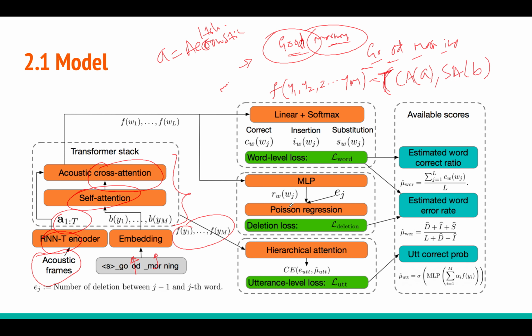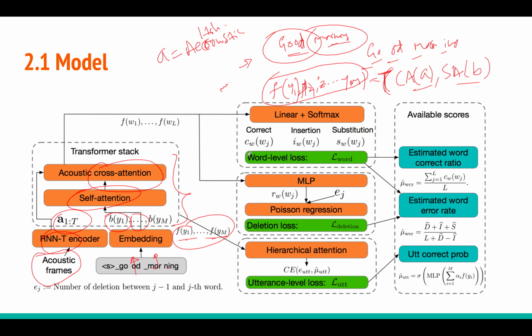So let's call B as these embeddings, B y1, B y2, and so on. They are all subword embeddings, and A is the acoustic features. Combining these two, the decoder provides this function of y1, y2, and so on. So these are outputs from the decoder. In this case we have 4 subwords, and you get 4 different vectors at the decoder.